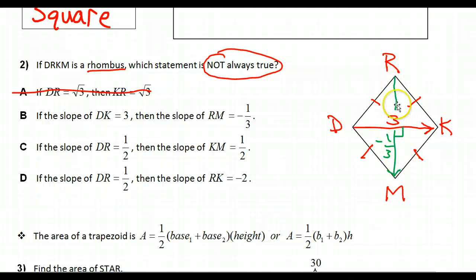Okay, that means if one slope is 3, the other one will always be negative 1/3, because that's what happens when lines are perpendicular. So this will always be true, and we're looking for one that is not always true. So B cannot be the answer.